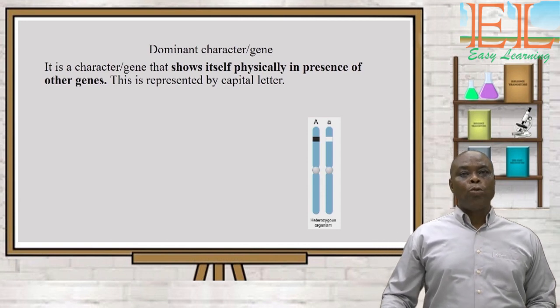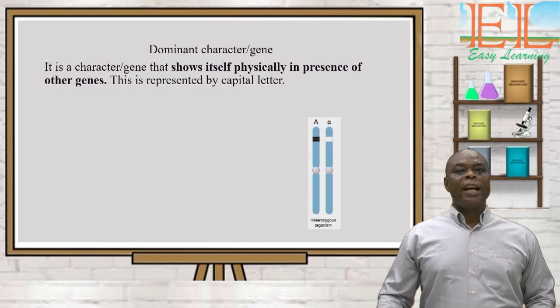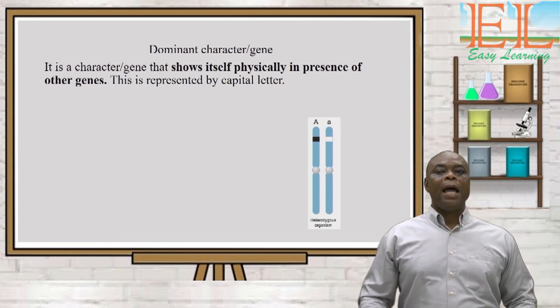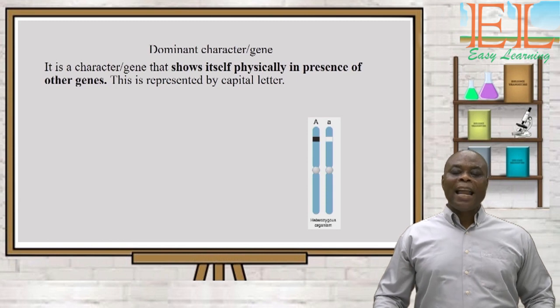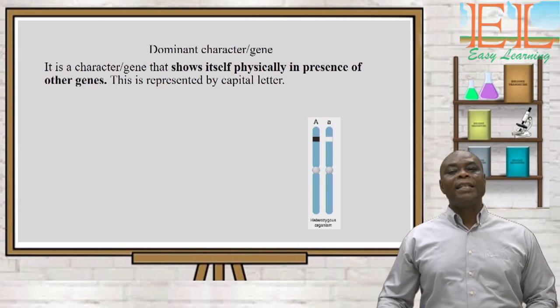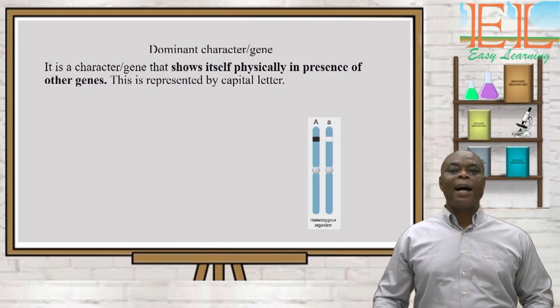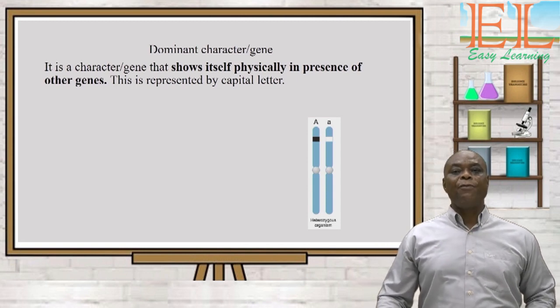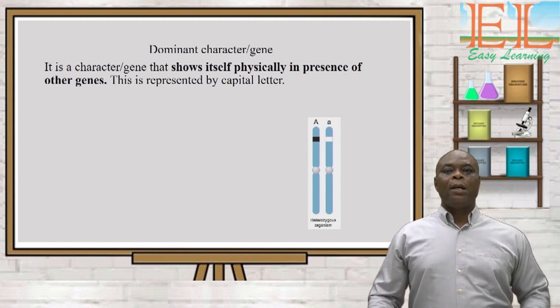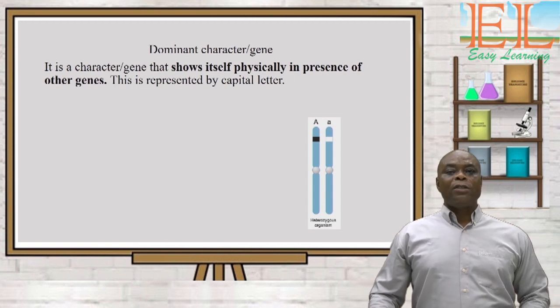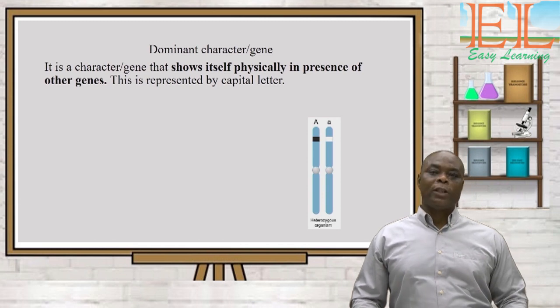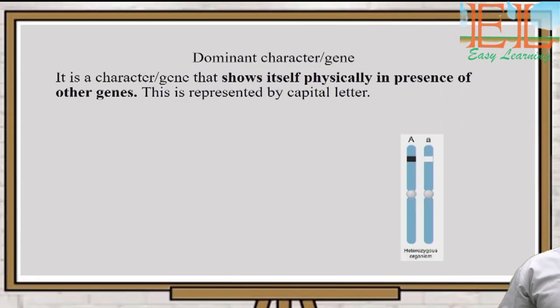We have our blue chromosomes. On them we have a black strip and a white strip. The black having a capital letter, the white having a small letter, showing that the black is dominant over the white. So again, if we are coming to the height, and the black represents tallness and the white represents shortness, though the shortness is hiding in the person, the black, which is tallness, will show. So physically, that person will be tall.